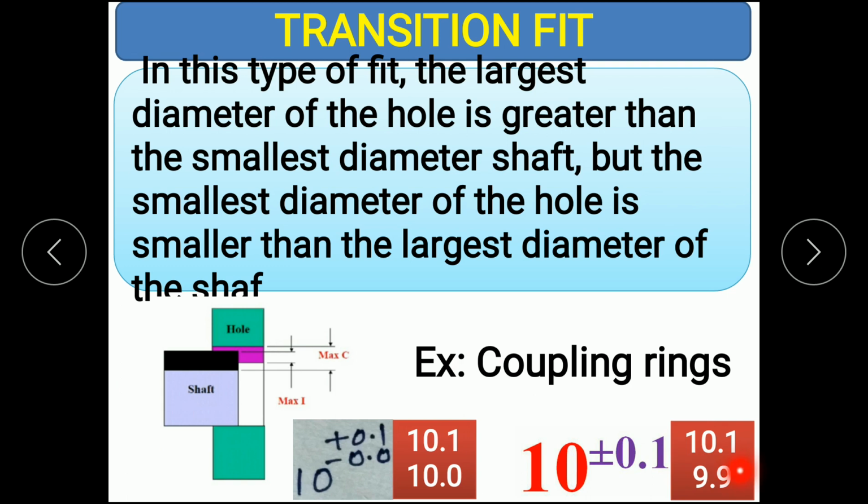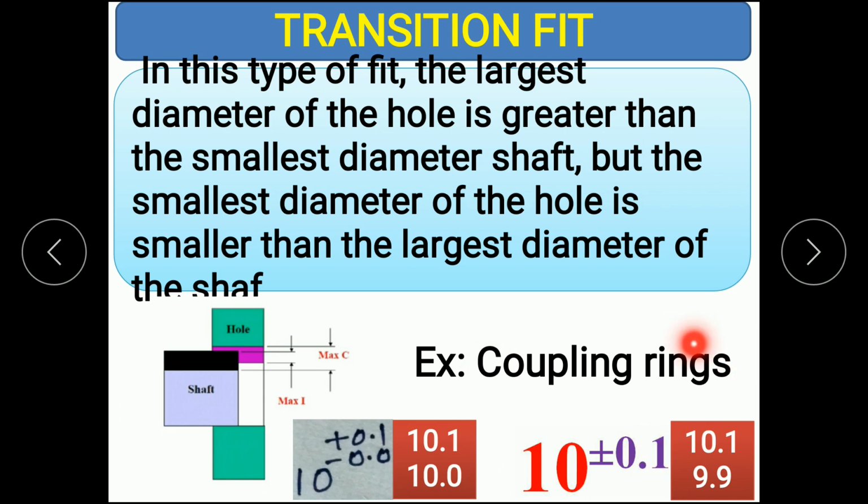But the smallest diameter of the hole, how much is it here? It is 10. The smallest diameter of the hole is smaller than the largest diameter of the shaft. 10 is smaller than the largest diameter of the shaft, which is 10.1. So both are possible. There may be a clearance fit also, there may be an interference fit also.